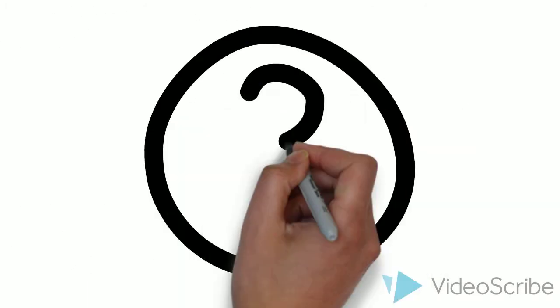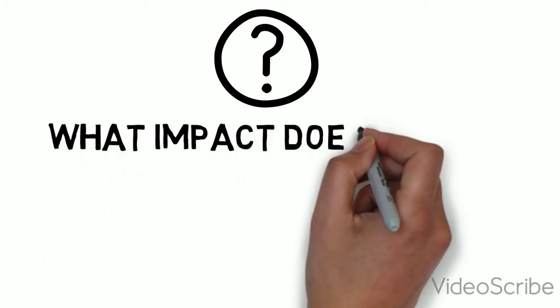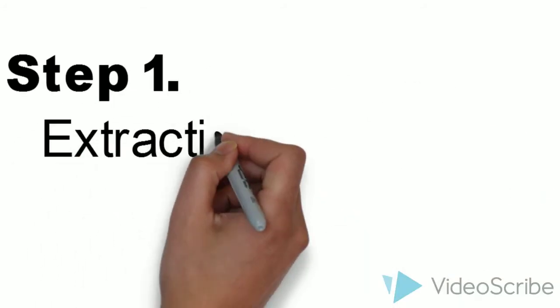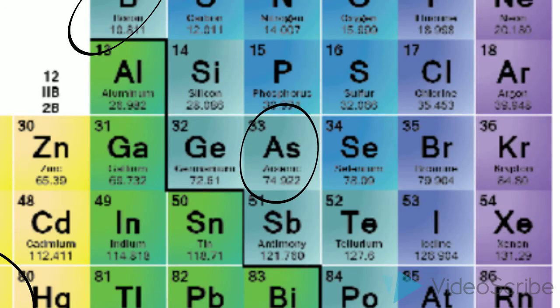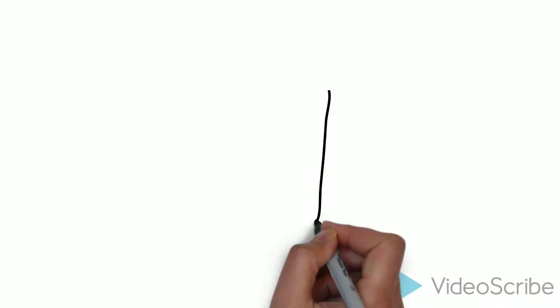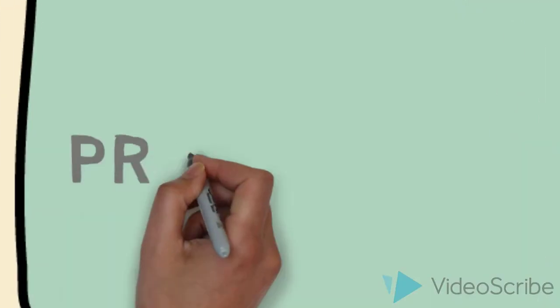You may be asking yourself, what impact does IT have on the environment? Let us begin answering this question by examining a typical life cycle of IT. Step 1 in the life cycle is extraction of materials. Computers and electronics contain rare materials such as boron, gold, arsenic, phosphorus, and hafnium, which are essential materials used in computer parts, such as processors.